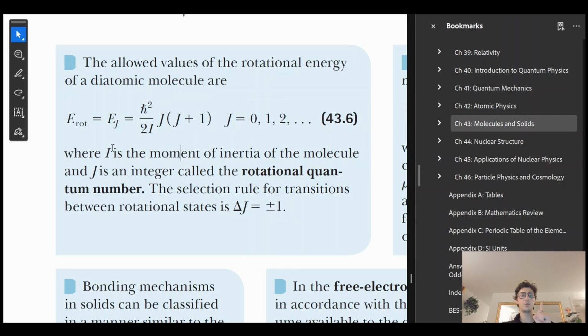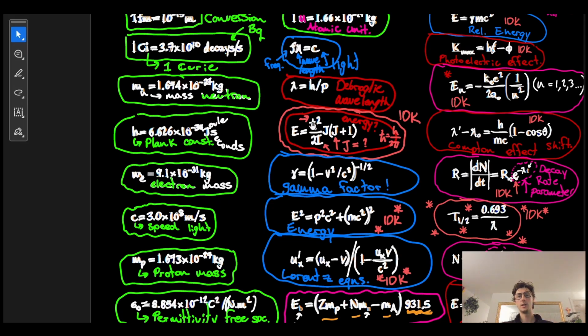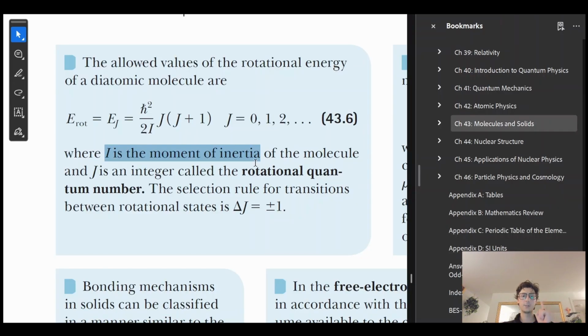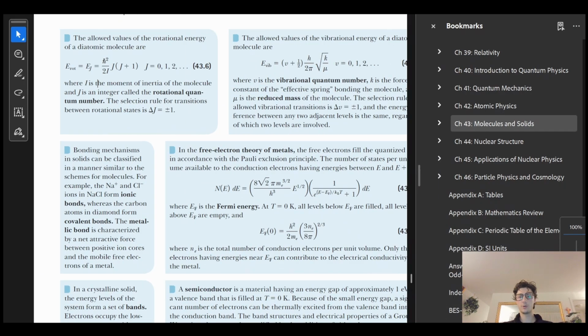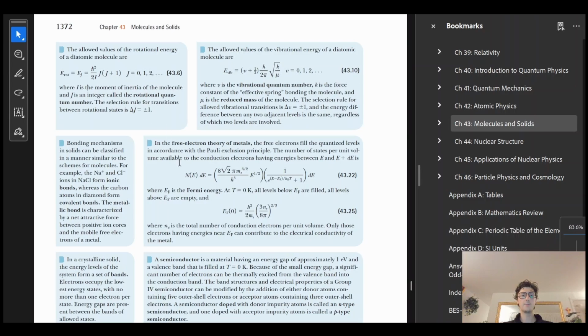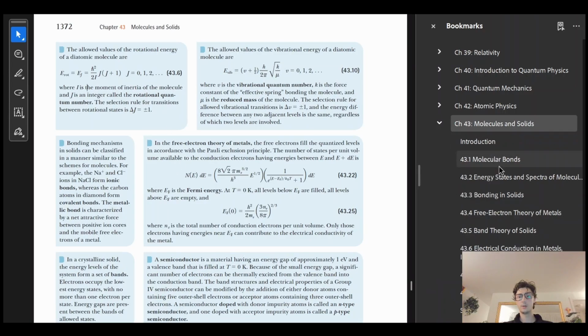One thing I want to note though is I is the moment of inertia. This is not given to you anywhere in the equation sheet. H bar is not given to you, and I is not given to you. So keep this in mind. If you have a problem related to this and you don't know what I is or how to calculate it, you're screwed because you don't have the equation. So let me just check quickly if they have I, and they don't. So I'm going to just go here.